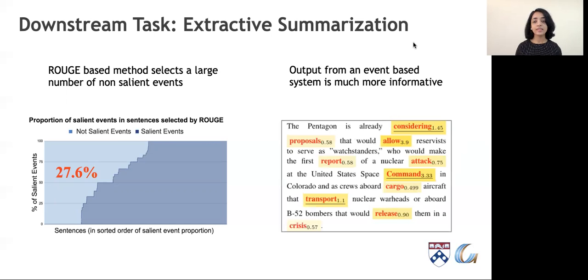This is one salient sentence as per Rouge, which contains 10 events. So rather than assigning one score to the sentence, an event-based system can provide a much more informative signal onto why this particular sentence might be salient by assigning a salience score to each of the constituent events. So these are some of the ways in which the extractive summarization task could benefit from event salience.